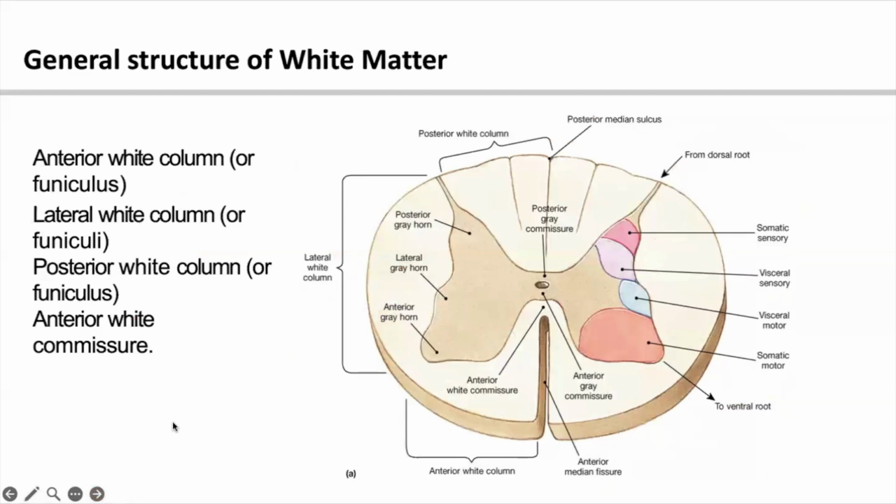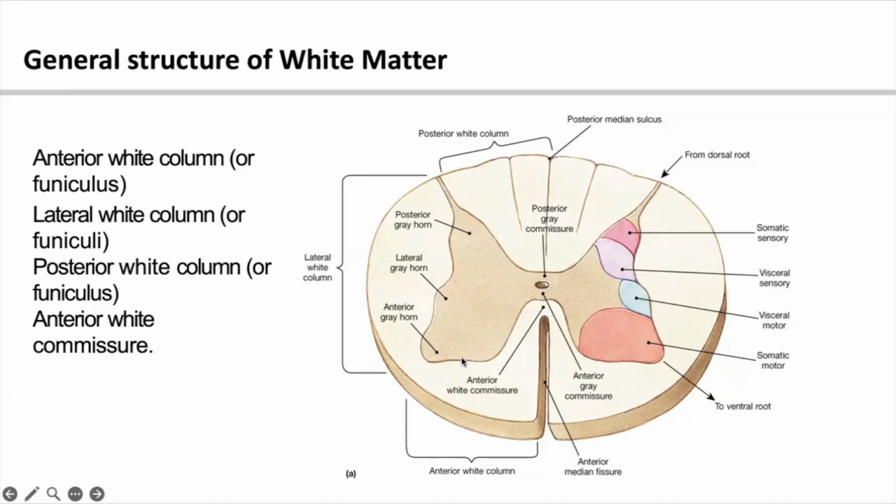This takes us to the general structure of the white matter. So this is a cross section, and we have learned that gray matter occupies the central region in the spinal cord, and corresponding to the gray region's nomenclature, the white columns or the white matter are named. So this is the anterior part of the spinal cord. This is the posterior part of it. The anterior part has a fissure, which is known as the anterior median fissure, which is a deep groove. And in the posterior end, there is a sulcus, a shallow groove, which is known as the posterior median sulcus.